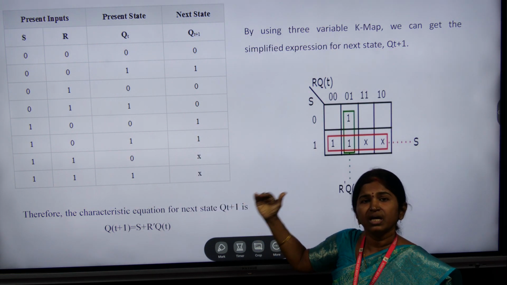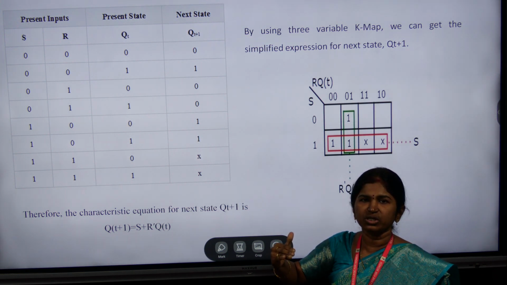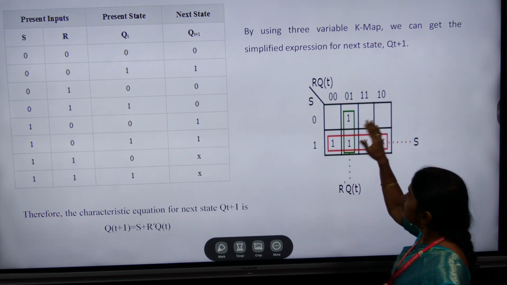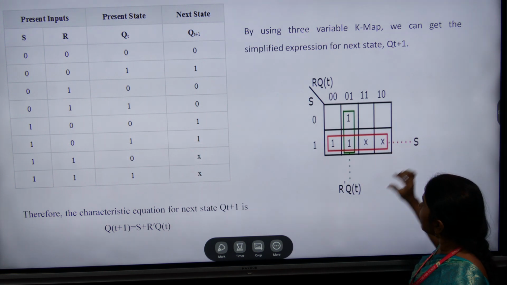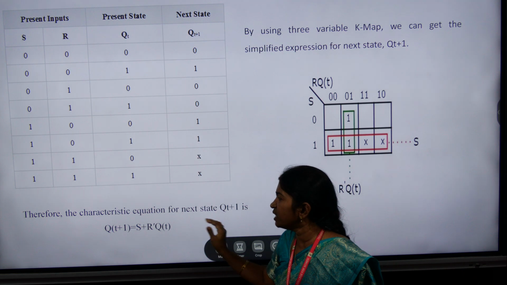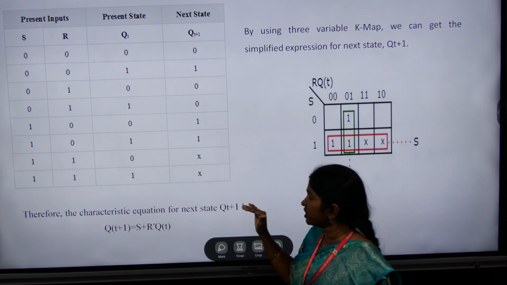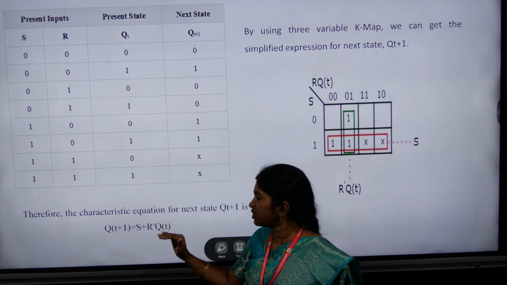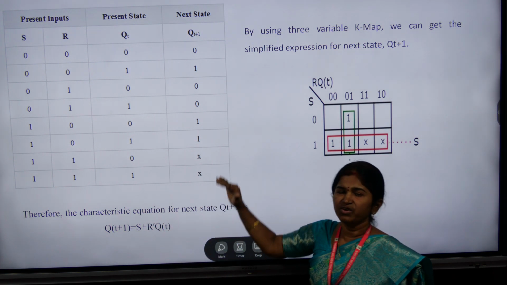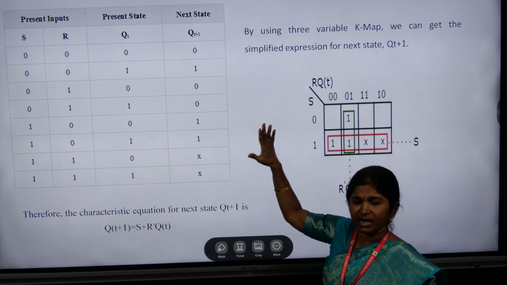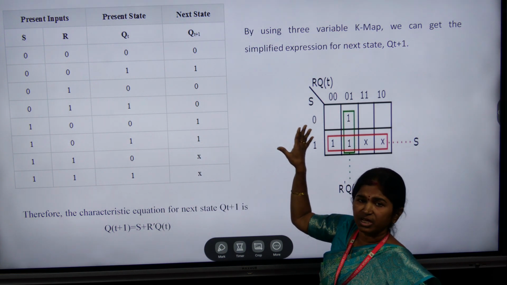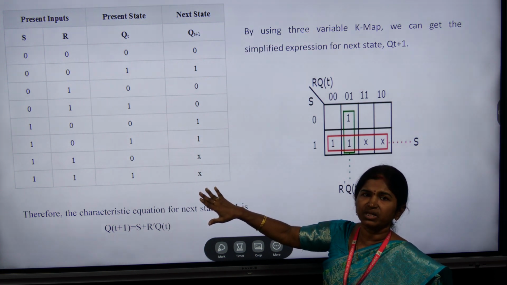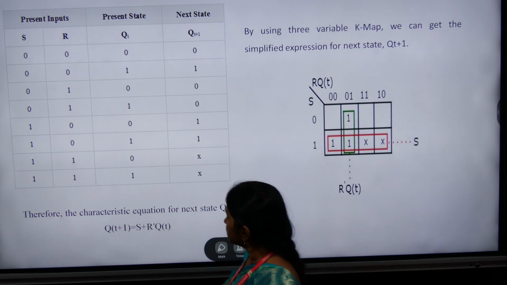Now I have to write the characteristic equation for the next state, that is Q of t plus 1. So after drawing the K-map, I got the terms S and R dash Q of t. So now I am writing the characteristic equation for the next state as Q of t plus 1 is equal to S plus R dash into Q of t. Like this, we will derive the characteristic table and the characteristic equation for the SR flip-flop. Students should not get confused, it's a very easy method. So next we will go for the JK flip-flop.